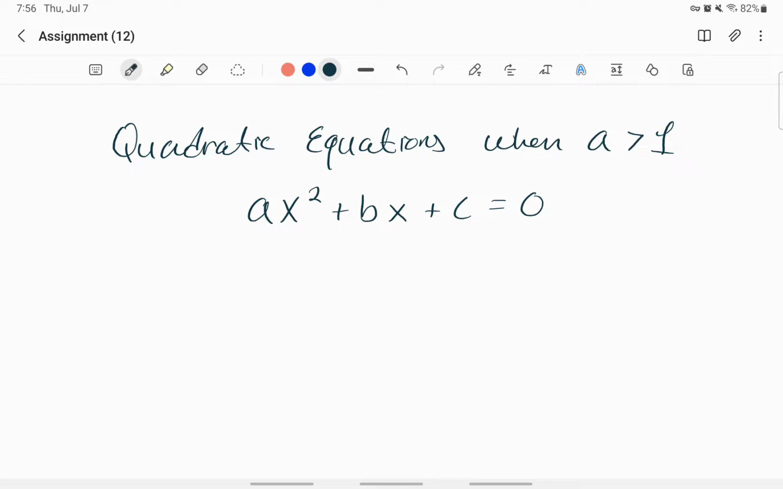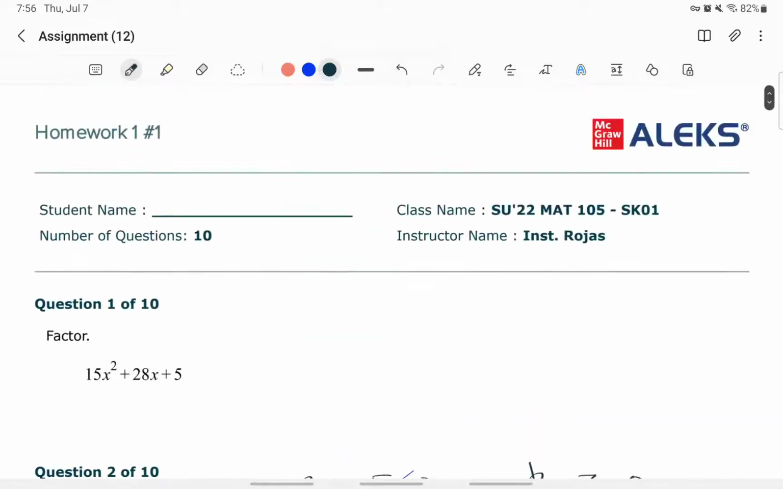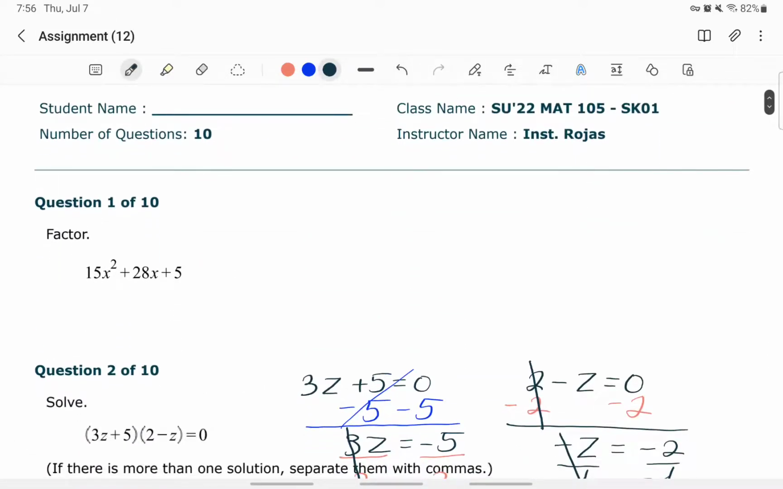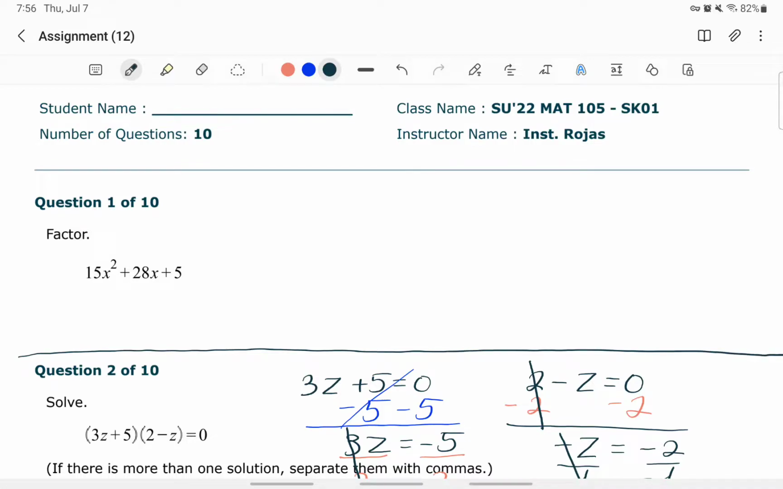So let's go back up to the first question on this PDF. It says here to factor a quadratic trinomial. So this is not a quadratic equation. Don't set it equal to 0. 15x squared plus 28x plus 5. Because the value in front of x squared is greater than 1, you must take a slightly different approach. Personally, I would like to use the AC method. But because you guys are in Professor Rojas' class, I'm going to do the approach that he most likely would use.